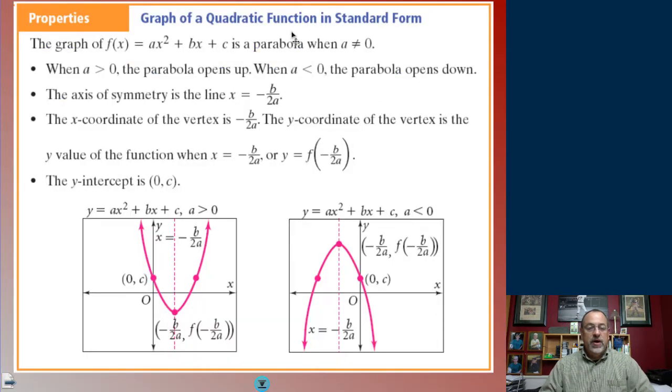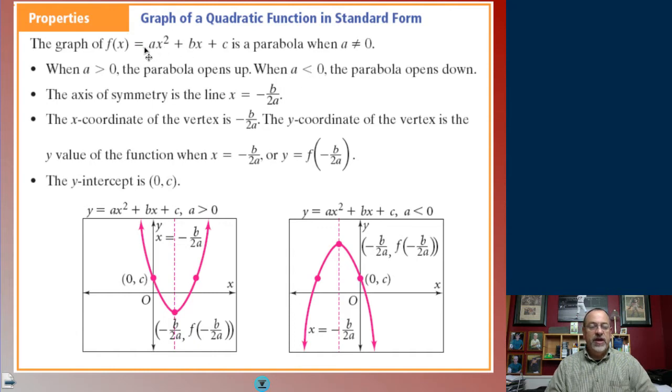Okay, so here's a little box in your book, and these are the properties, and we'll look at these quickly, and then we'll talk about them a little bit, and then we'll do some examples. So first of all, if the equation is in standard form, and A is not 0, because remember, if A was 0, this would just be linear. The first thing we look at is whether the parabola will open up or open down. And if the A value is positive, it will open up. If the A value is negative, it will open down.